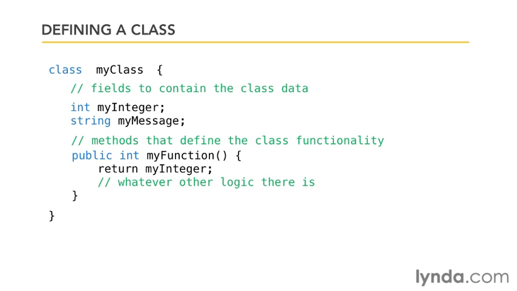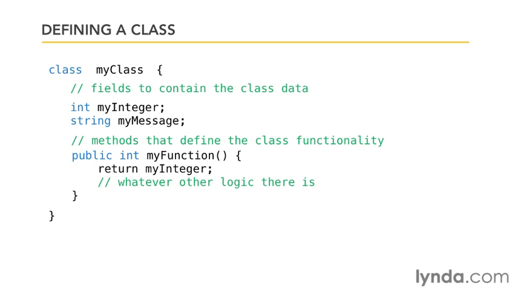For the moment, don't pay too much attention to that word public that's in front of the word int. We're going to get into what that means a little bit later in this section. For now, just assume that the word public means we have to put it there so that the rest of the world can see this function. This is pretty much a complete class definition.